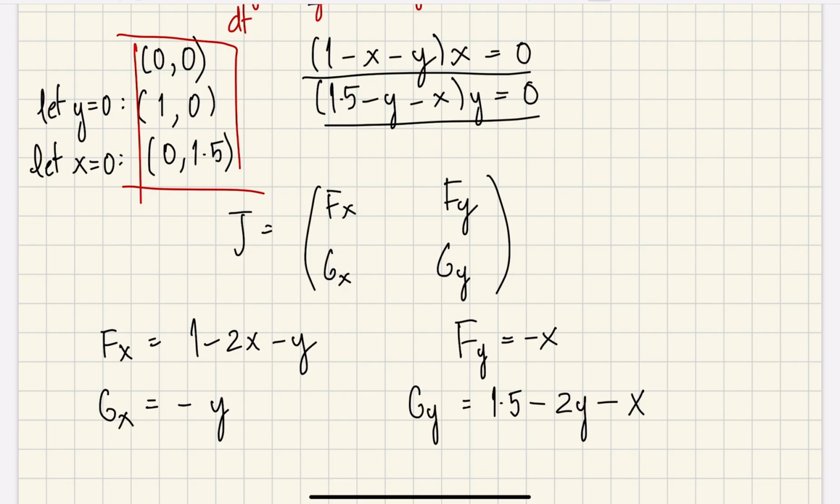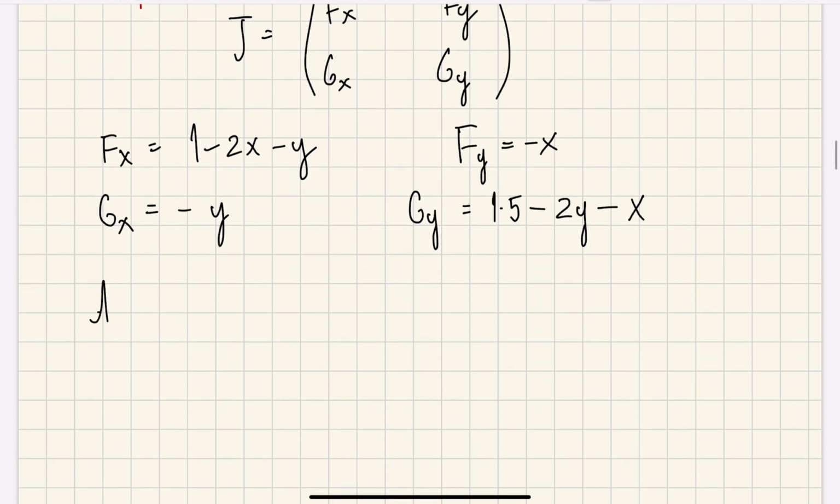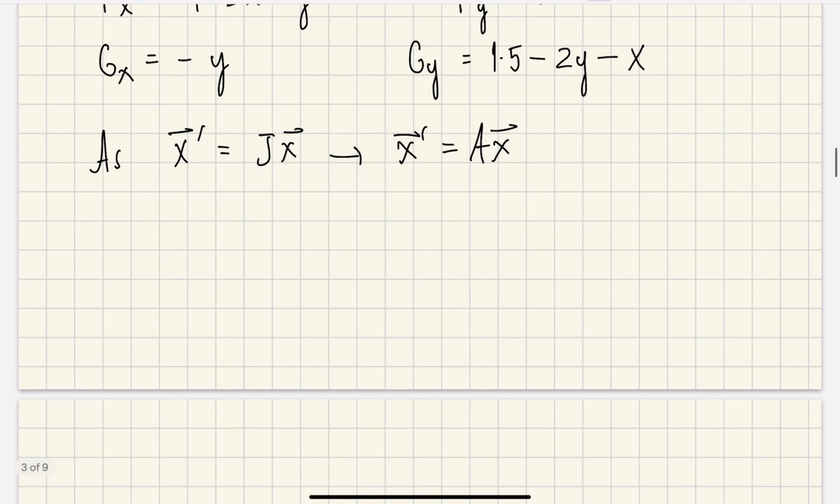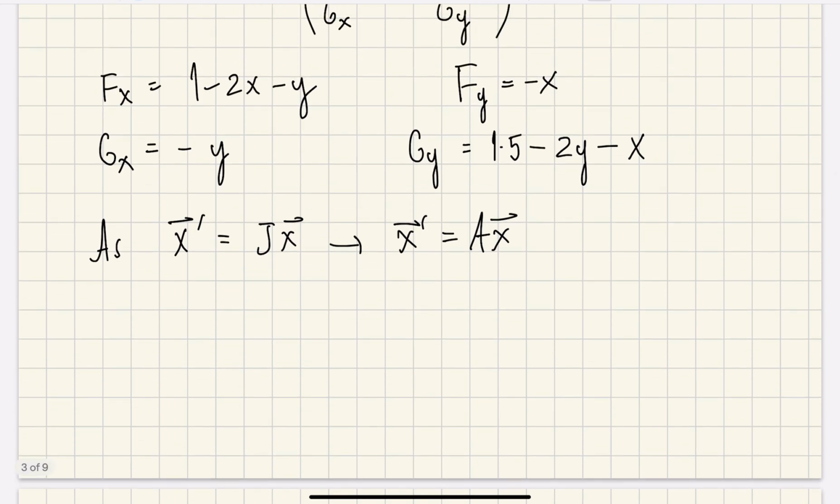Now as x prime is equal to J times x, we are basically back to a system of linear equations. Remember, we were doing till now something like this. This is the same thing, basically the same form. And we can solve this now using eigenvalues and eigenvectors like we have been doing until now. And we have to do this for each of our critical points.